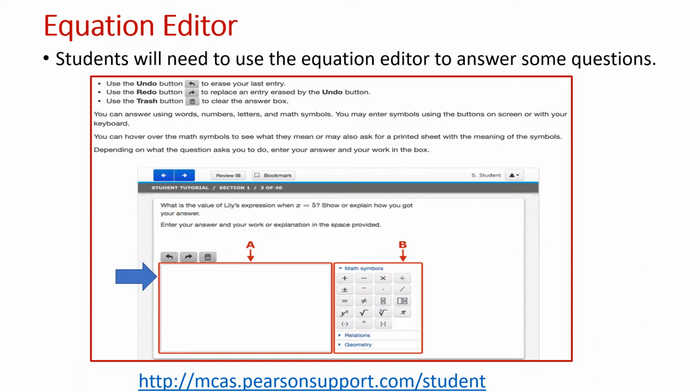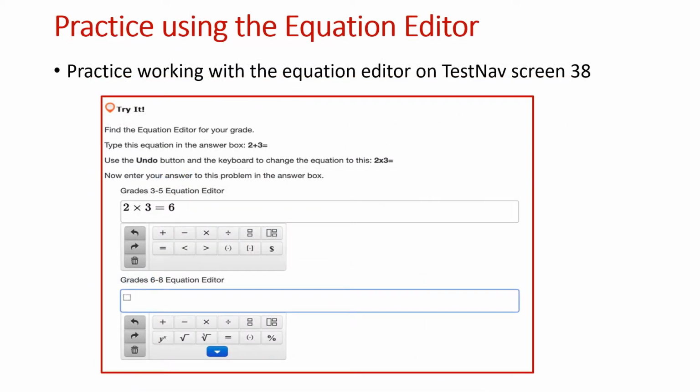You can use screen 38 of the TestNav tutorial, or go to MCAS Pearson Support using the link on the screen, and project the PDF of the equation editor to your class and review what is available. If you use TestNav, first explain how all symbols and buttons in the equation editor function in screen 38. Students can practice using the equation editor by doing the Try It on screen 38 of the TestNav tutorial.